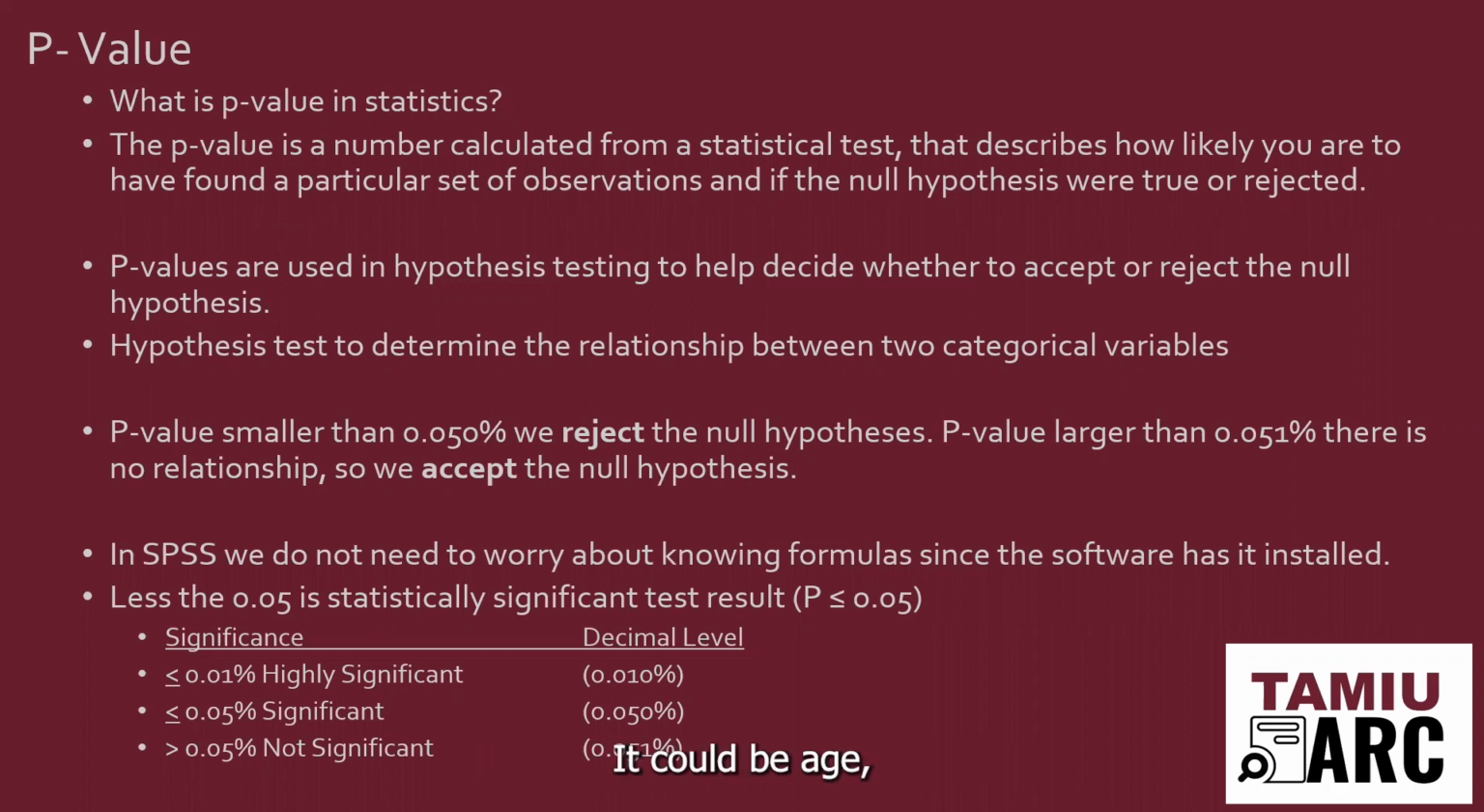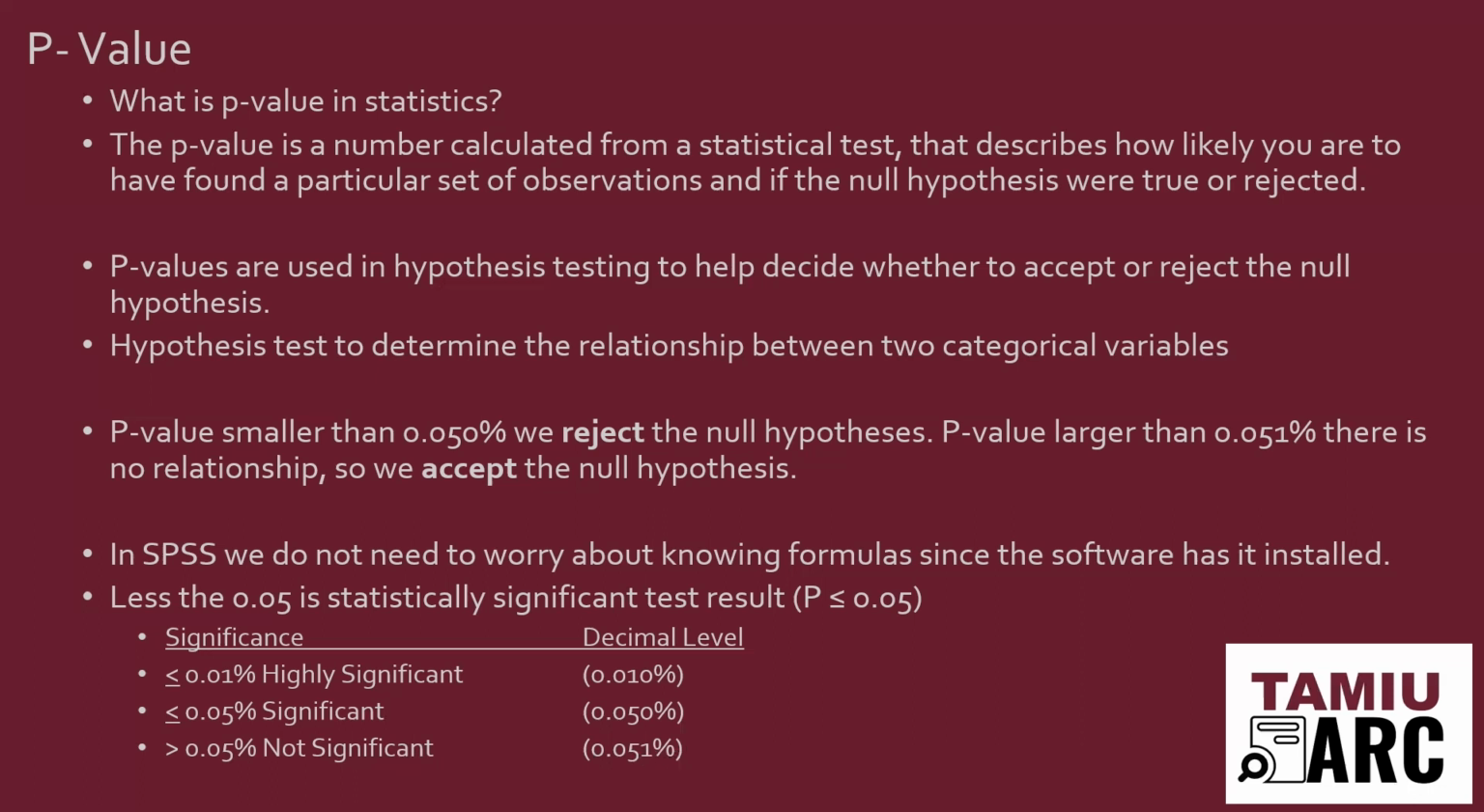It could be age, education level, race, ethnicity, and you name it. We're trying to see if we can observe it using our p-value test and hypothesis testing for data that is made available to us if we're using secondary data.